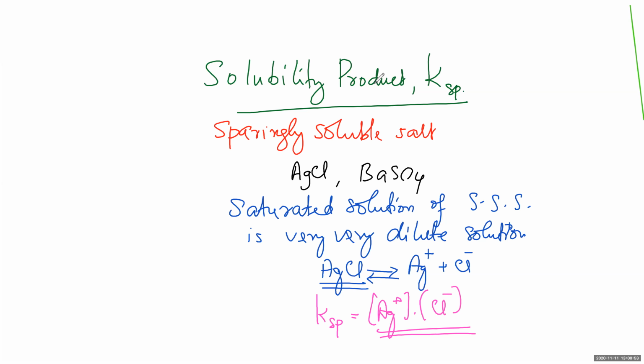Similarly, you take barium sulfate. That is also a sparingly soluble salt, and if it dissolves, we get a very dilute solution, and there will be Ba 2 plus ions and SO4 2 minus ions. Even if it is a saturated solution, it is a very dilute solution.